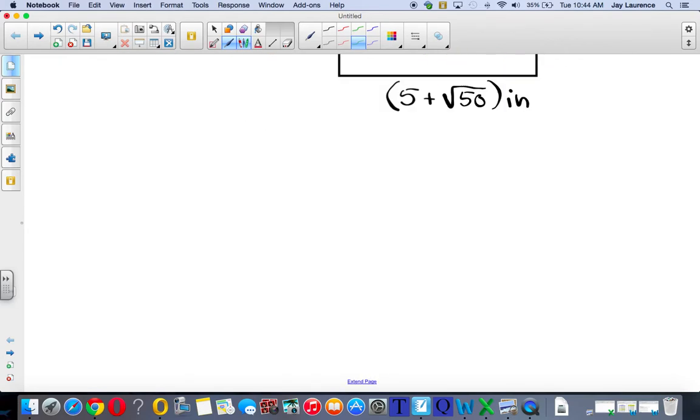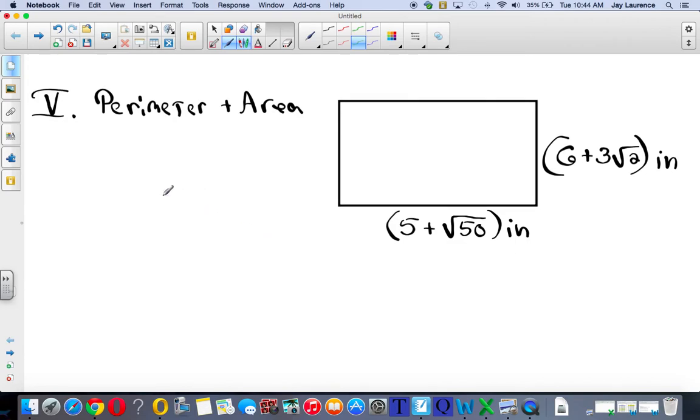All right, perimeter and area. Let's do the perimeter first. Now, perimeter, all you got to do is add your rational numbers, add your irrational numbers, and then you will know what your perimeter is.